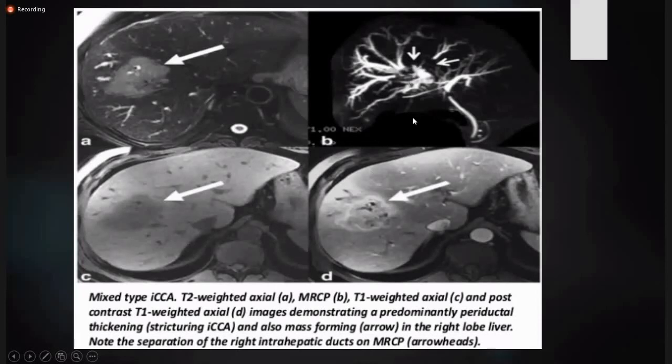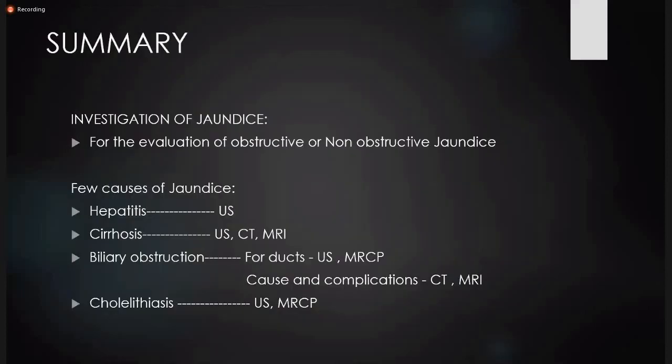So the important thing for you people, I know it's a long lecture, but the important thing for you to understand is what to prescribe. If patients come to you for jaundice, what do you want to prescribe as far as imaging is concerned? If you want to see hepatitis, you just go for ultrasound to see the parenchymal pattern of the liver and see if any complications are there.